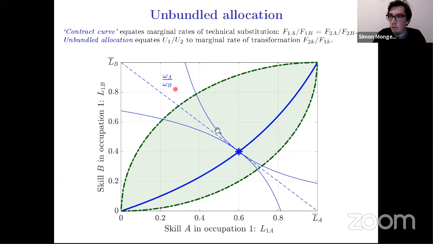There's no determinant sorting. It's really hard to think about within occupation inequality. And the wages which support this allocation in the competitive equilibrium are such that the ratio of skill prices of skill A and skill B are the same in both occupations. Okay. So this is the unbundled allocation.